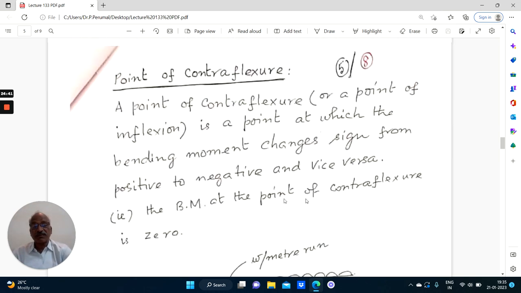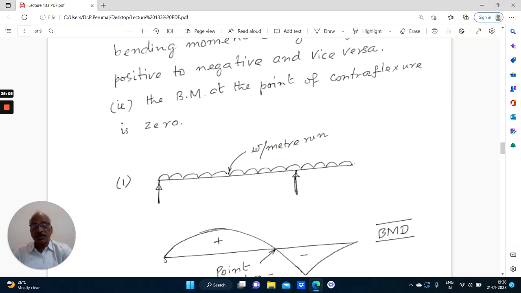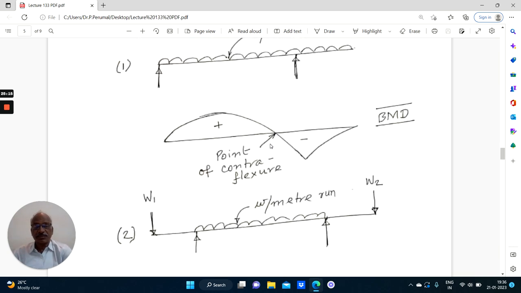So that is about the point of contraflexure, or a point of inflection, which is a point at which the bending moment changes sign from positive to negative, and vice versa. That is, the bending moment at the point of contraflexure is zero. But that's what I told, you should not mistake that because this is a point where the bending moment is zero, this is also a point of contraflexure, right? That is about point of contraflexure.